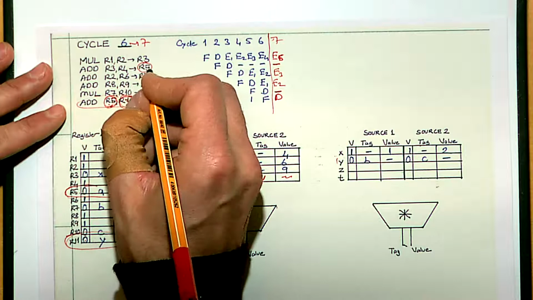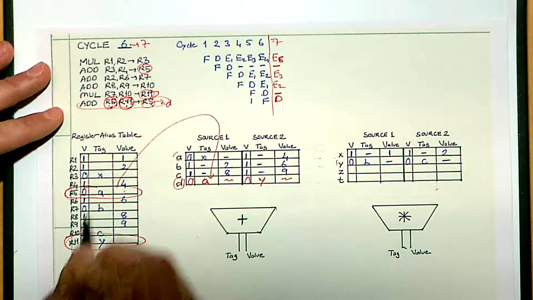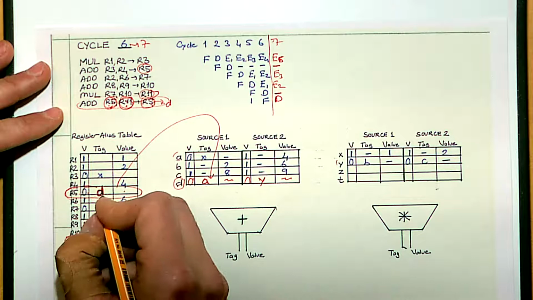Okay? So you can check the correctness of it that way as well. So now that we've actually sourced the source registers, we're going to rename the destination register R5, which happens to be also the source register. But now R5 will be renamed to D as opposed to A. So we're not going to change the valid bits because it's still going to be produced. But now we have a new definition of R5.